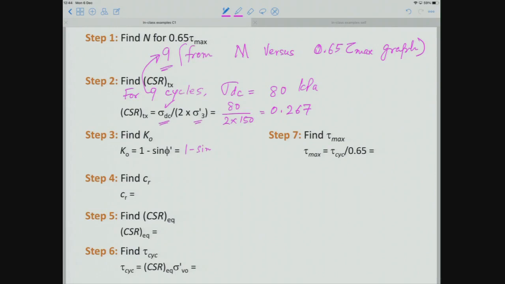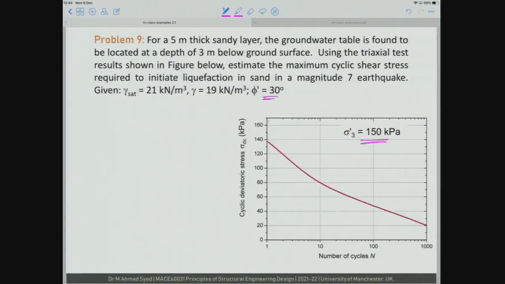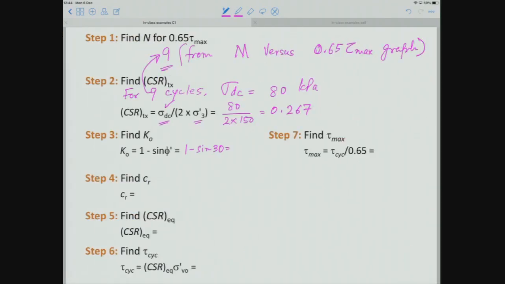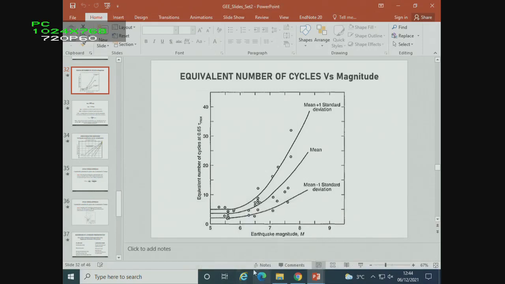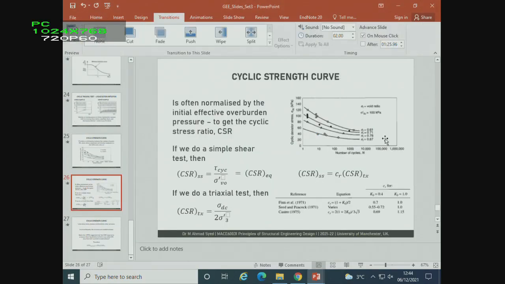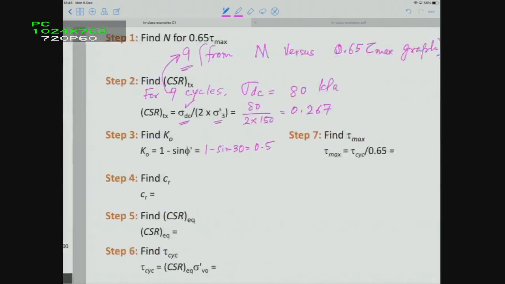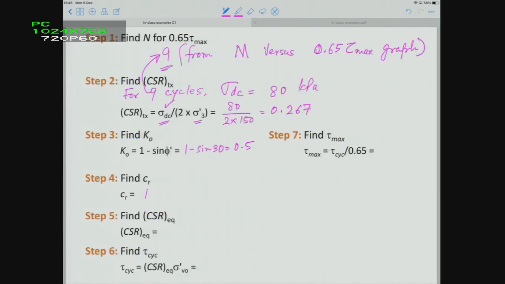And this is 0.5. Now for the correction factor, there are 3 given in your notes, so you can choose any one of these 3. You are given 3 theories. They give slightly different answers, but since it is empirical, we can live with the difference. So I will choose 1 plus K naught divided by 2, and this is 0.75.